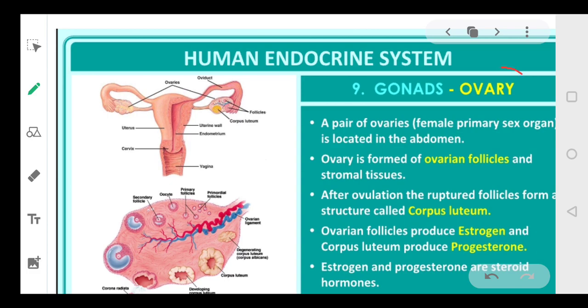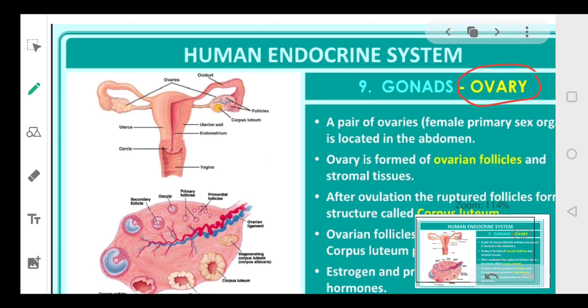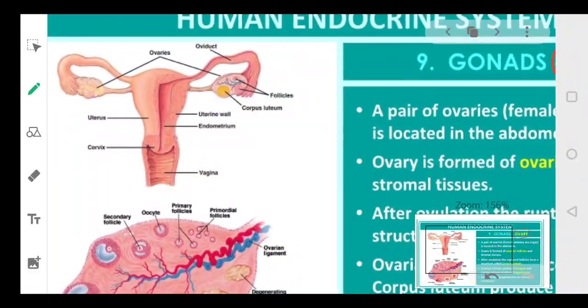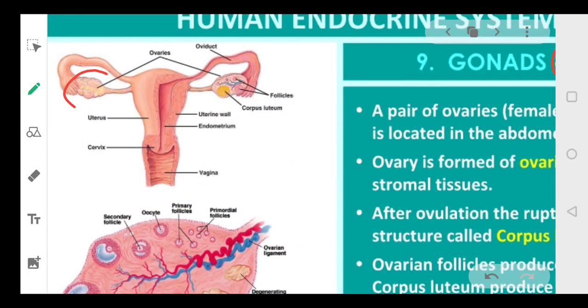So the second gonad that we are taking is the ovary. Now I am highlighting the picture. There is a pair of ovaries present in females. This means there are 2 ovaries present in females, right? So the ovaries are the main part of the reproductive system in case of females.